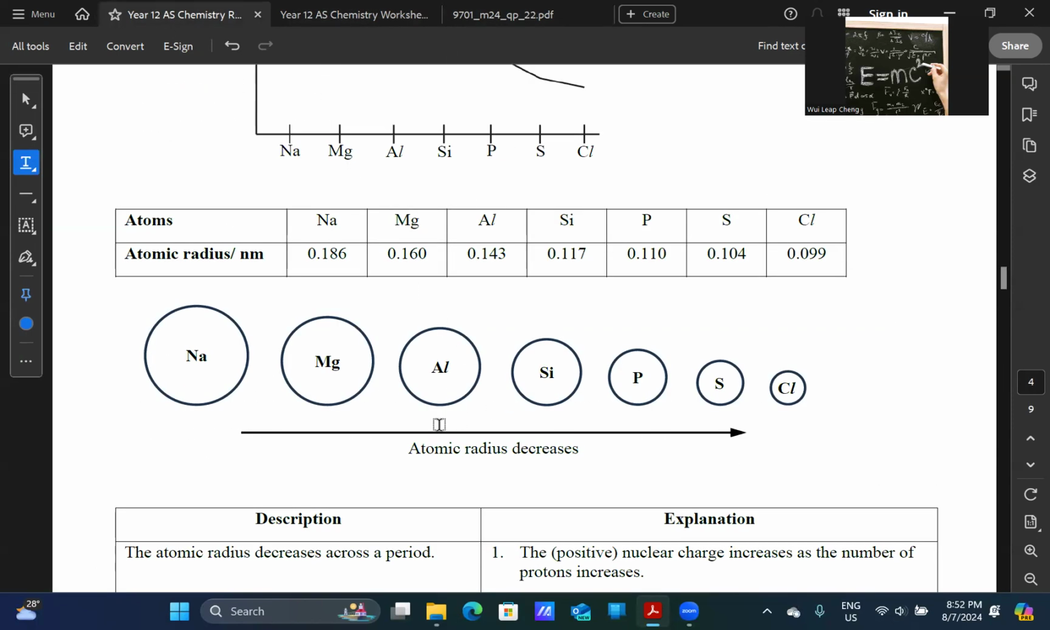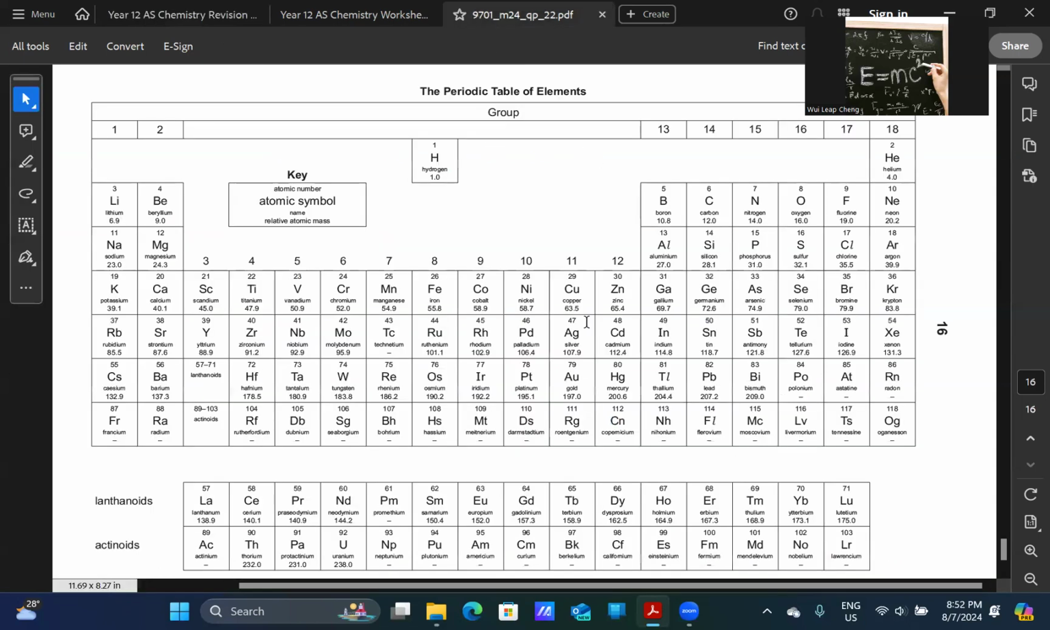As you can see, across a period, the atomic radius keeps decreasing. So between group 1 to group 17, when you check the periodic table here, the left side of the periodic table is called group 1, after that group 2.